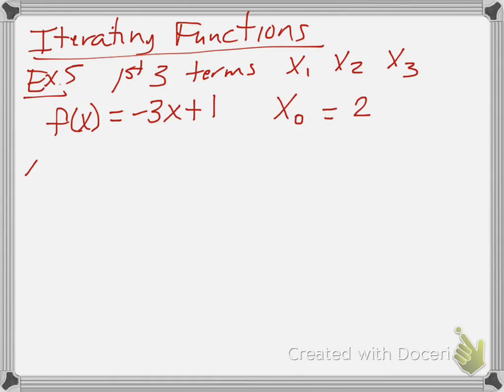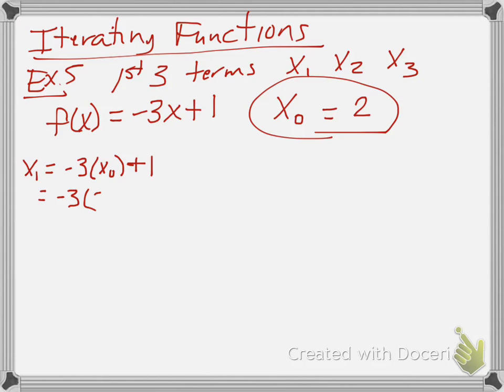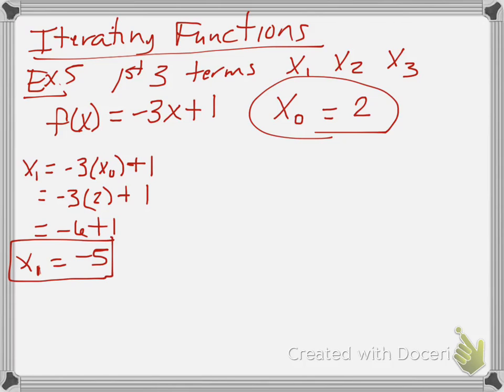So how do you find your x sub 1? Well, it's negative 3 times x sub 0 plus 1. So this is really negative 3 times, who's my x sub 0? They give it to you up here. 2 plus 1. So this is really negative 6 plus 1, which is? Negative 5. So my x sub 1 is negative 5.